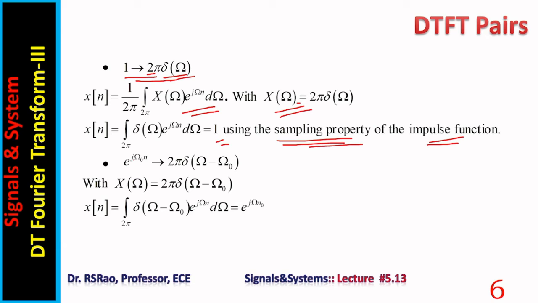Here we have used the sampling property of the impulse function. Another signal, e^{jω0n}. For this, DTFT is equal to 2π δ(ω − ω0), with X(ω) equal to 2π δ(ω − ω0). x(n) equals the integral of δ(ω − ω0) e^{jωn} dω. It is equal to e^{jω0n}. Here also we have used the defining relation of inverse DTFT.